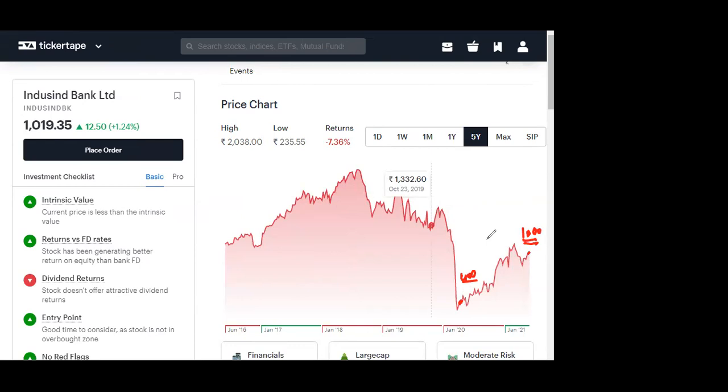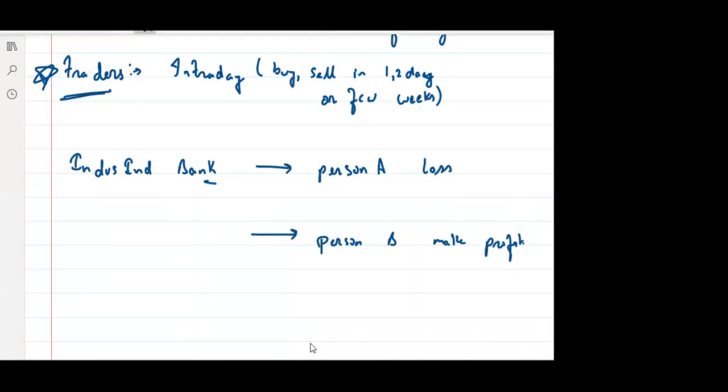So per share, I would have gained 700. Means my share price would have tripled, almost 3.5 times, in 1 year. More than 300% return. So when you make profit or loss depends on when you're buying and when you're selling. No company is good, no company is bad, it depends on how you're buying and for how long you're keeping it.